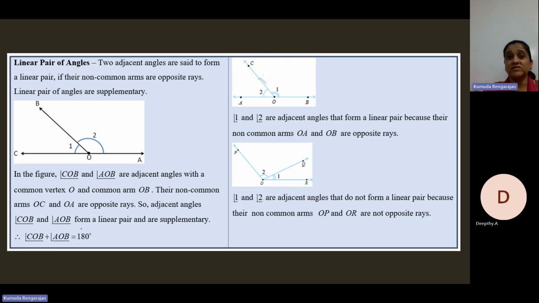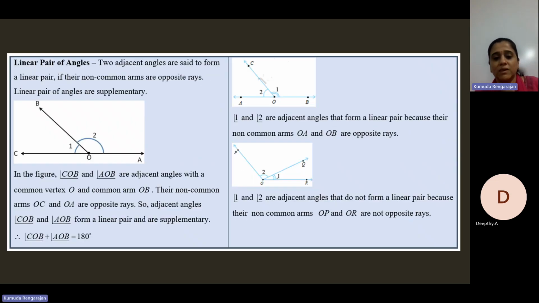When the sum of two adjacent angles is equal to 180 degrees, they form a linear pair. If it's a linear pair, the sum of the two angles is 180 degrees. When you have adjacent angles and their sum is 180, that means they form a linear pair. If two adjacent angles form a linear pair, then their sum is 180 degrees.